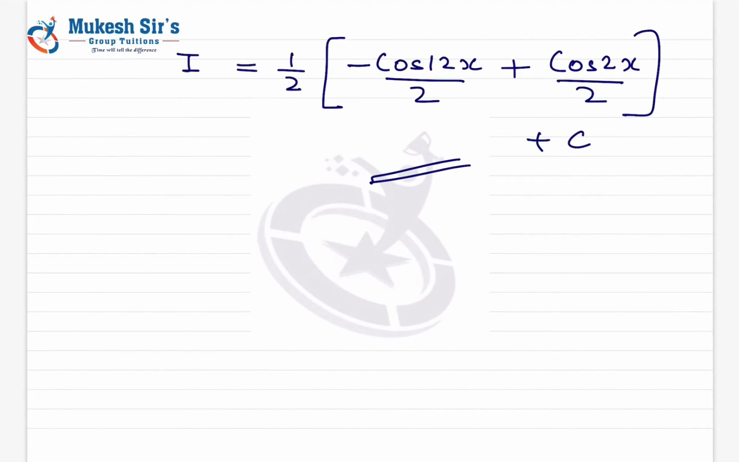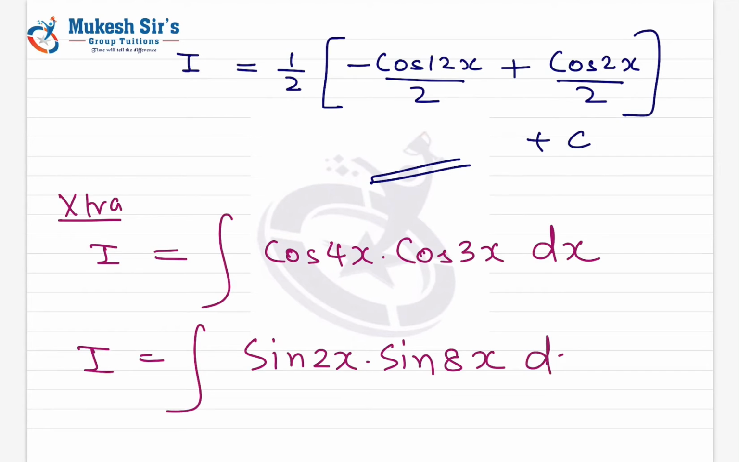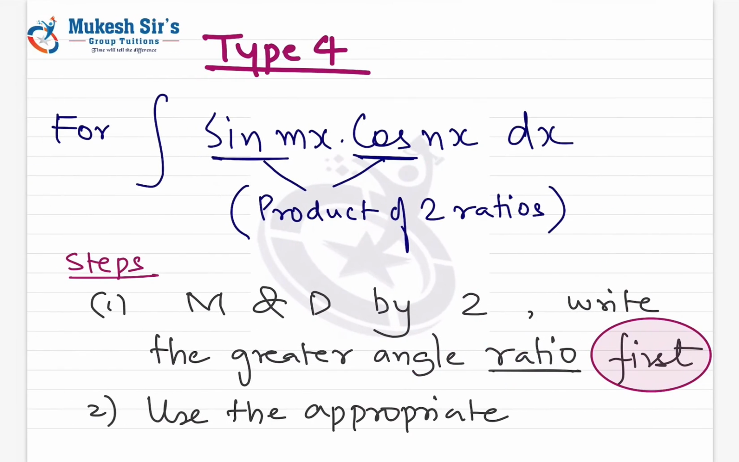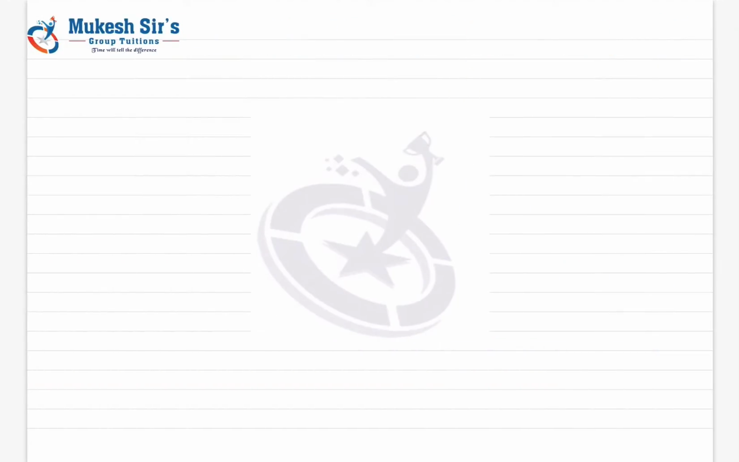So you can solve a few more examples on this. You can solve integration of cos 4x into cos 3x dx. You can solve integration of sin 2x into sin 8x dx. So these are the sums which are based on product of two sine ratios or two cos ratios, sine into cos, cos into sine and all. This can be done for a product of three ratios also.